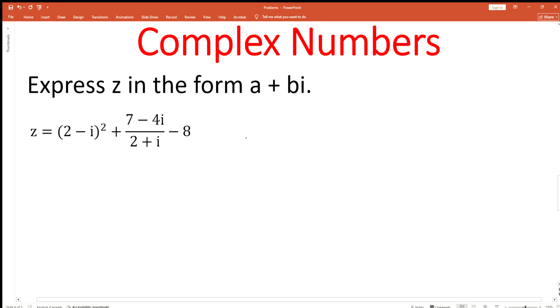In this video, we'll solve this complex number problem. As per the problem, express z in the form a plus bi. We are given that z is equal to (2 minus i) squared plus (7 minus 4i) over (2 plus i) minus 8. A plus bi represents a complex number in standard form.